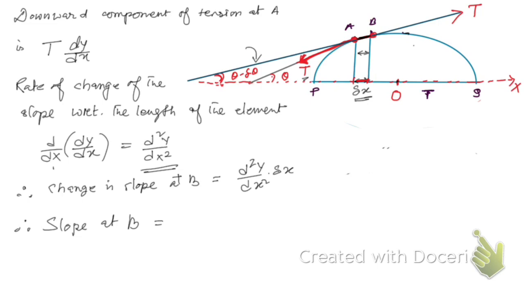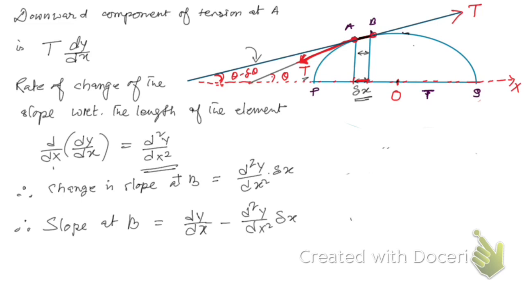We know that the slope of the tangent at A is given by dy by dx, and at B it will be reduced by this much, because this is the change in the slope at B. Hope you have understood this. Now the tension at B can be resolved into two components. One is this, another is this, vertical and horizontal, right?